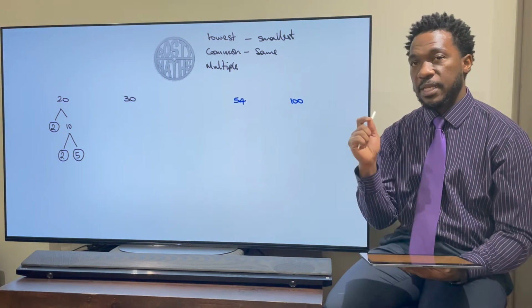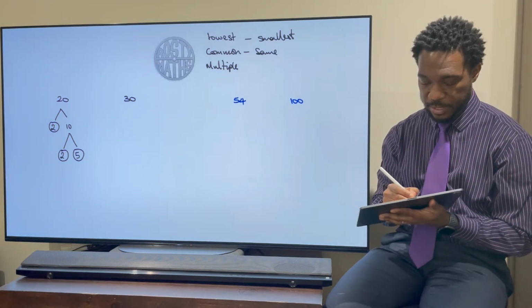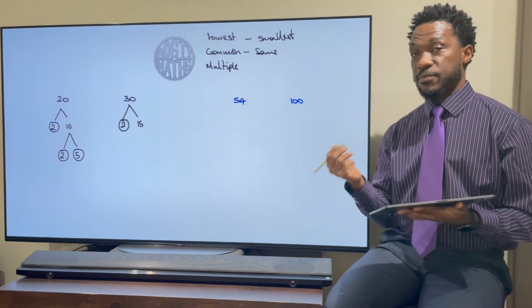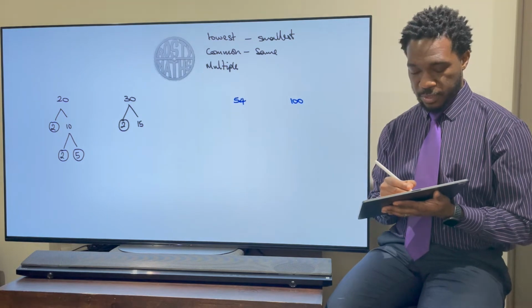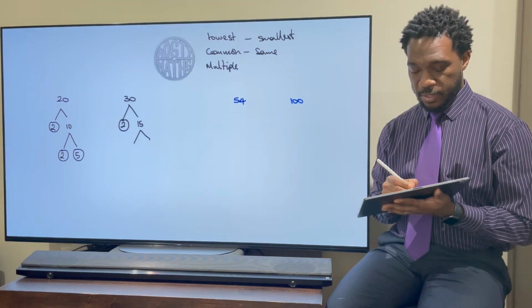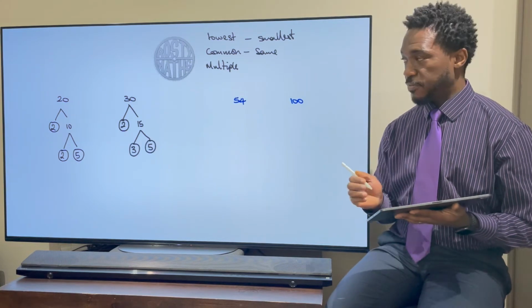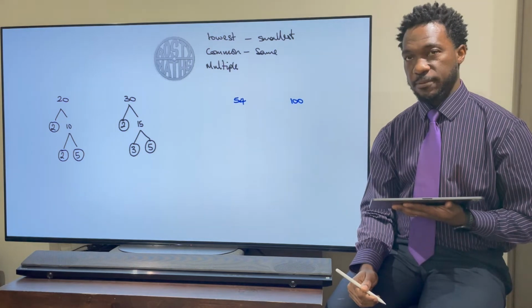And now let's do the 30. So we're going to split our 30 into 2 and 15. That's because 2 times 15 makes 30. And we circle the 2 because the 2 is a prime number. Then we're going to split the 15 into 3 and 5 because 3 times 5 makes 15. They're both prime numbers, so we circle those as well.